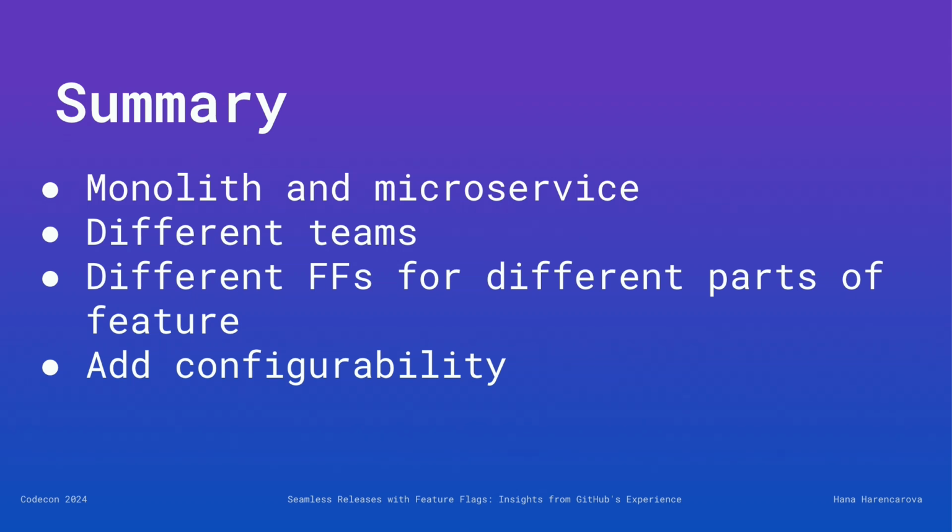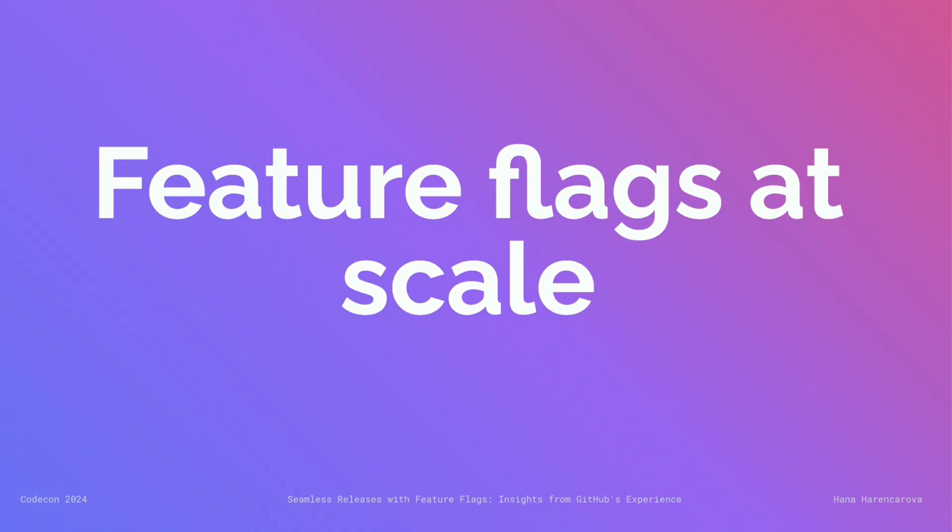Yes, so we were talking that we are using feature flags in the monolith and also in our microservice. It enabled us to work on the same thing across different teams, and we use different feature flags for different parts of the feature. We use them to add configurability. But GitHub is special because of its scale. There are 2 big issues with running feature flags at scale, and that's the performance and how the system should scale.